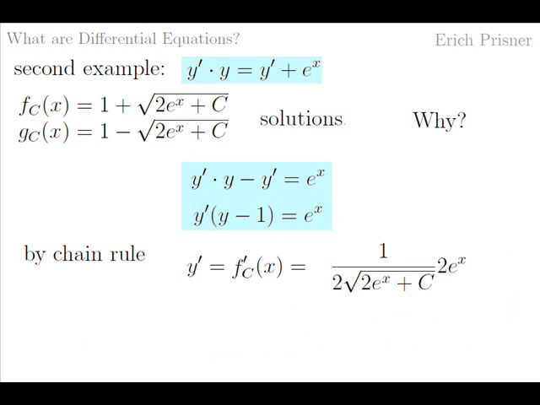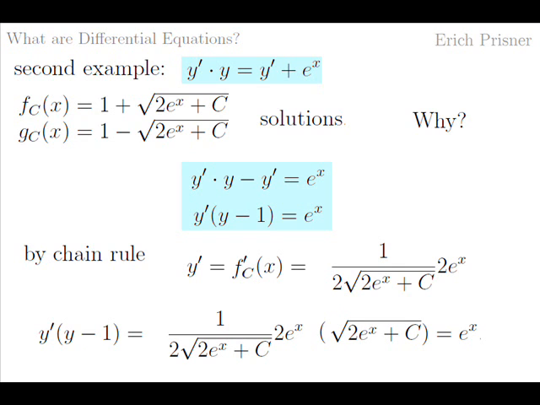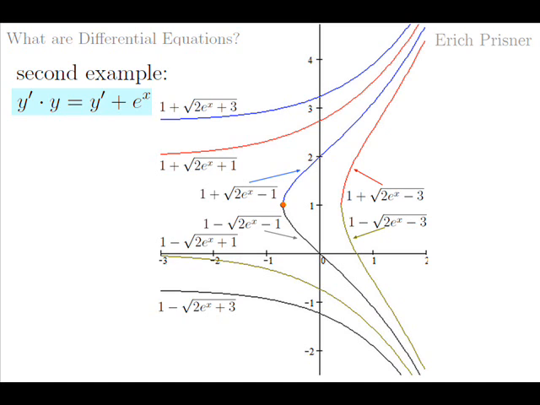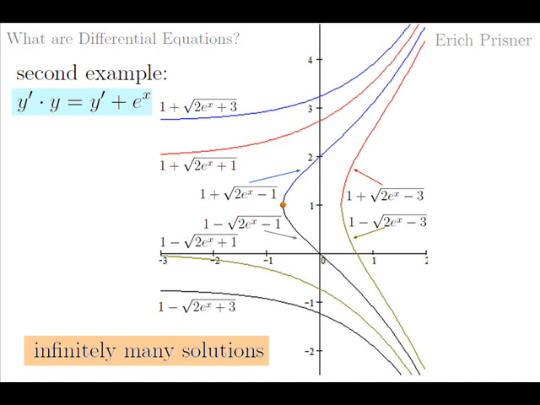For the fc functions, the confirmation is similar, just without negative signs. Some of these graphs for c equals negative 3, negative 1, 1 and 3 are displayed in the graph. Note that the graphs are usually not obtained from each other by shifting up and down. This second example also shows that almost always there are infinitely many solutions.